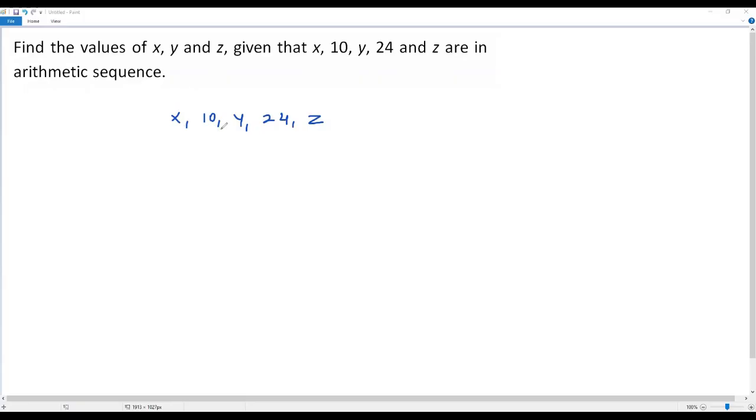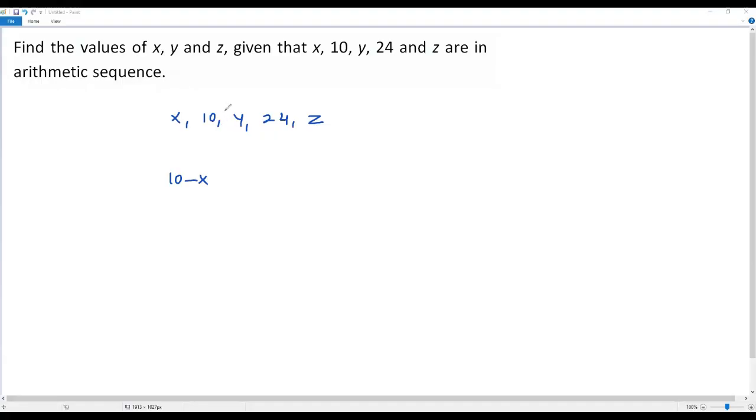When the terms are in arithmetic sequence, the difference between any two consecutive terms must be the same along the sequence. Since all these five terms are in arithmetic sequence, the difference between any two consecutive terms must be the same. To get the difference between two consecutive terms, I have to subtract the previous term from the next term. That is, x has to be subtracted from 10. Then I'm getting 10 minus x. So this is the difference between the two consecutive terms x and 10.